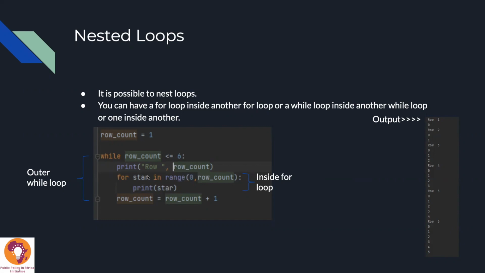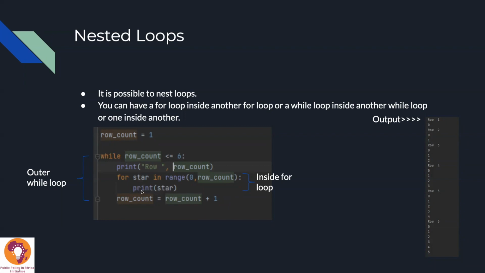And then on the second iteration, now star is going to be assigned the value 1, because it's the second value in the collection returned by range. And then we're going to print 1. And then on the last iteration, because it's the last element in the collection returned by range, we're going to assign the value 2 to star. And then here we're going to print star.